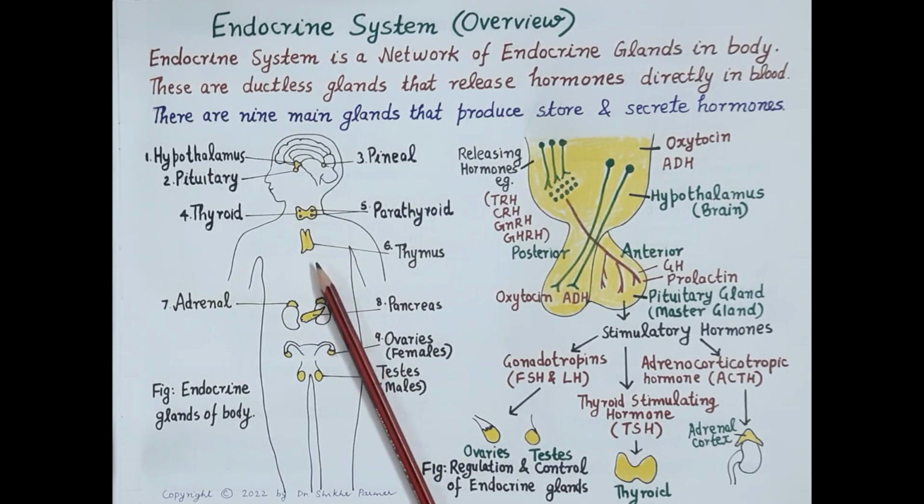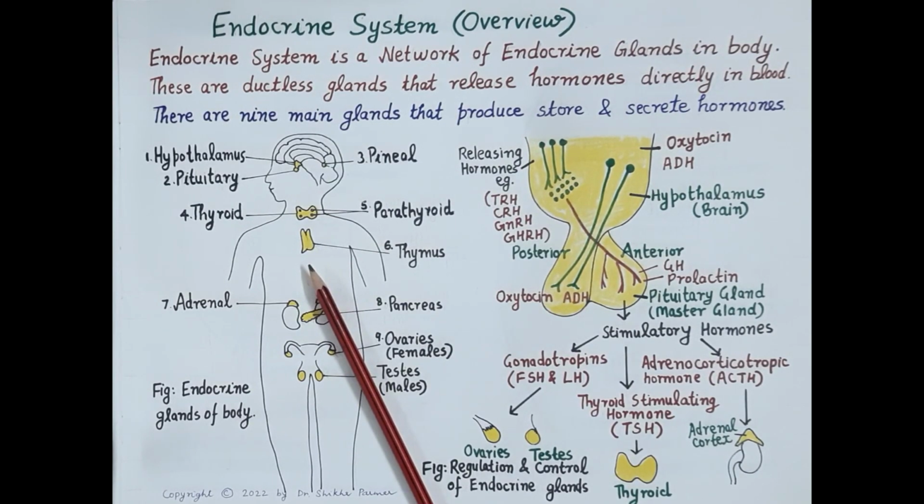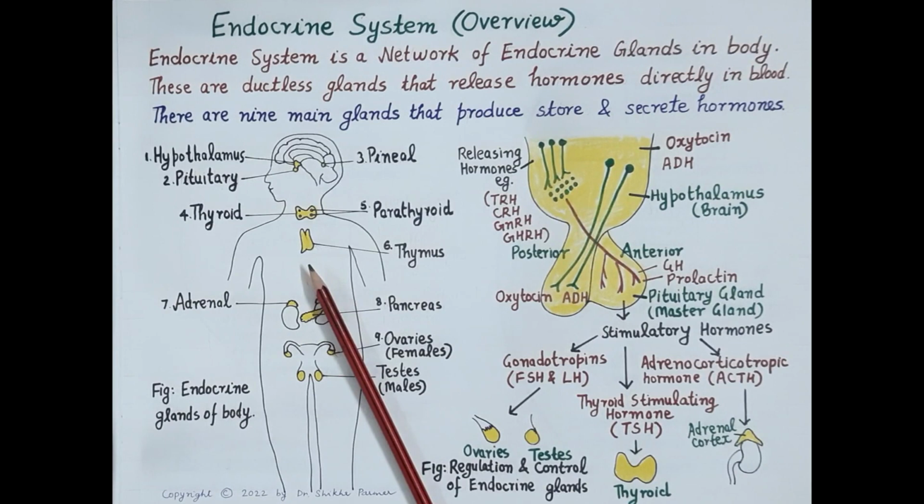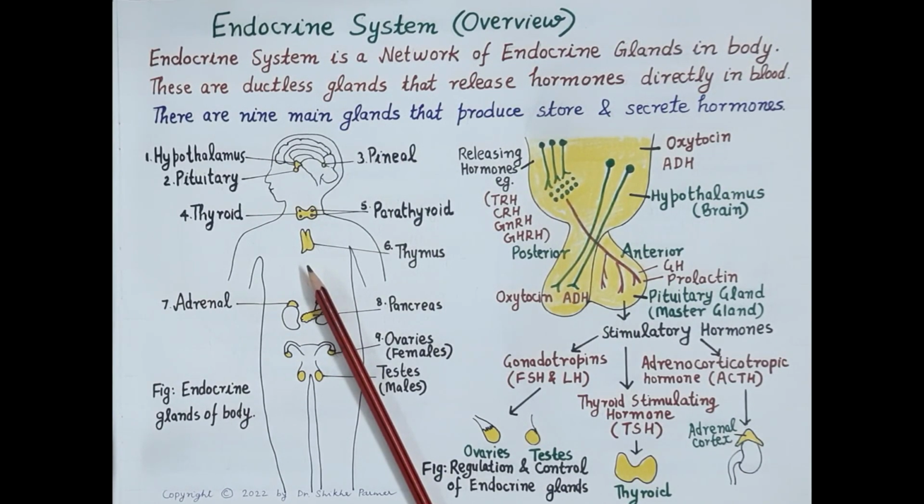The next endocrine gland is the thymus gland. It is present in the upper part of the chest between the 2 lungs, and it produces a hormone called thymosin. Thymosin is required for the development of T lymphocytes, and as we all know, T lymphocytes are WBCs that fight toxins and provide immunity to the body.